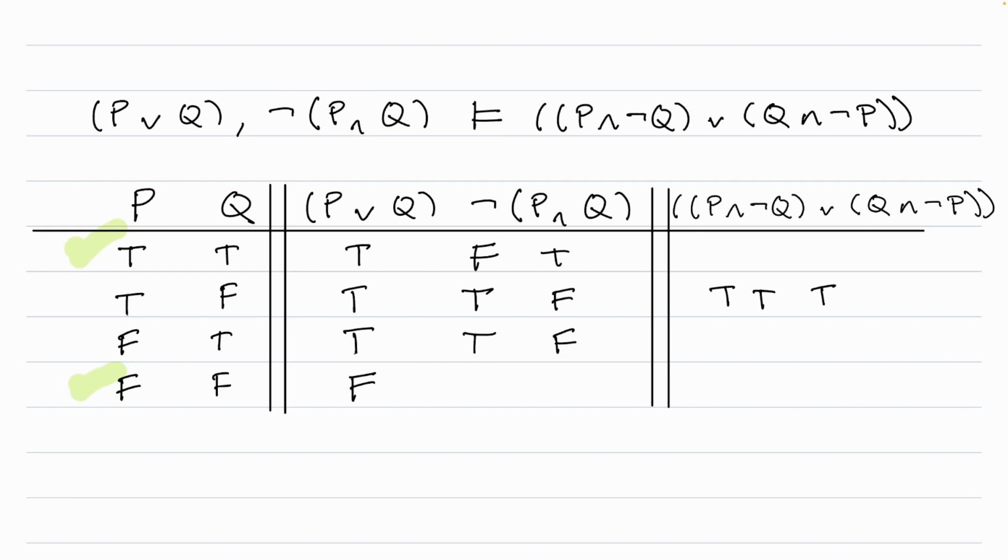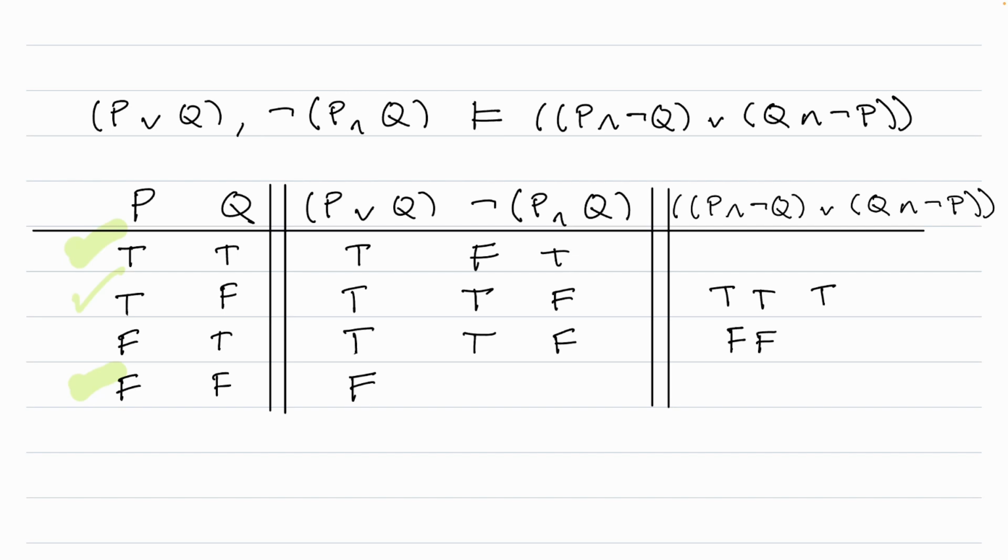So on the second line, both premises are true, and so is the conclusion. So this also is not a bad line. The last line to investigate is the third line of the table. On this line, Q is true, so not Q is false. So the conjunction P and not Q is false.